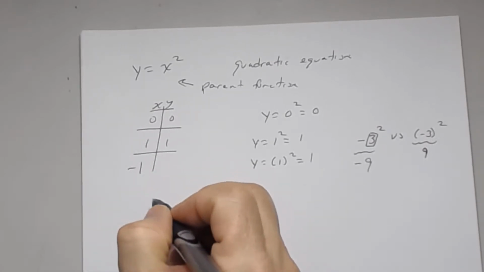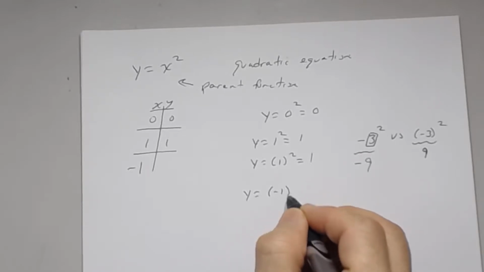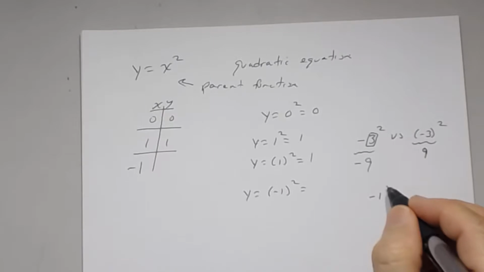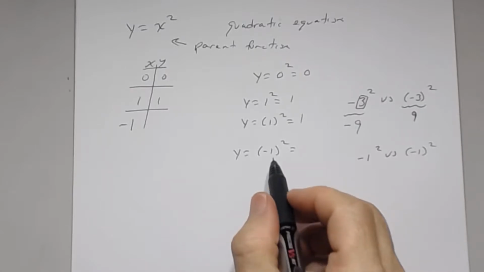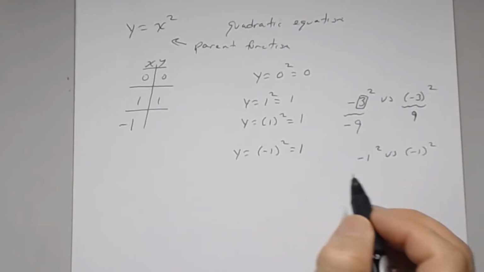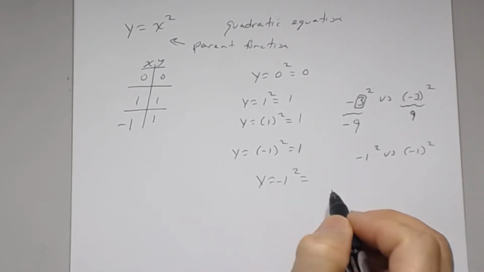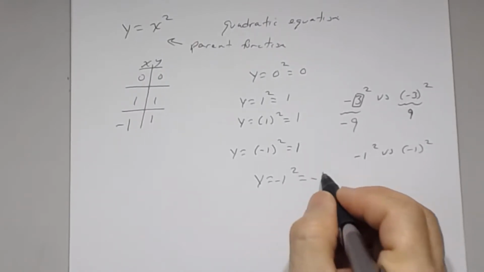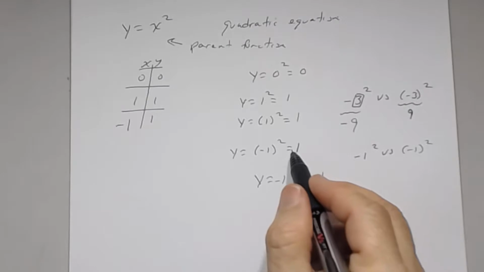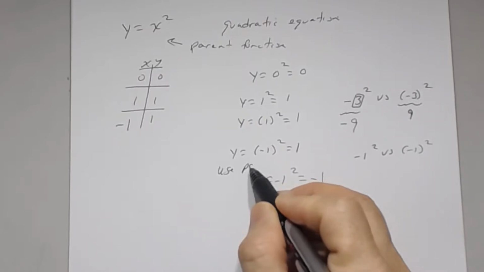If x is negative 1, I get y equals. Now, do I need parentheses this time? Yes. Because remember, there is a difference between these two things. So what's negative 1 squared? Positive 1. If you had written y equals negative 1 squared without parentheses, then mathematically that's not a positive 1, that's a negative 1. So you know you did something wrong, because it's actually supposed to be positive. So make sure you use parentheses.